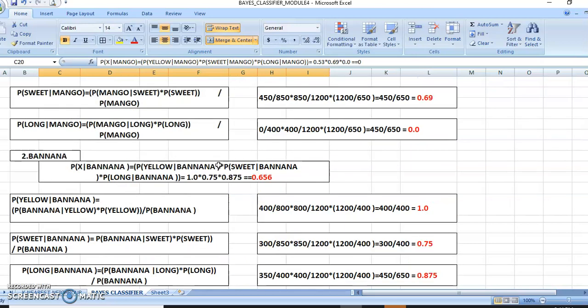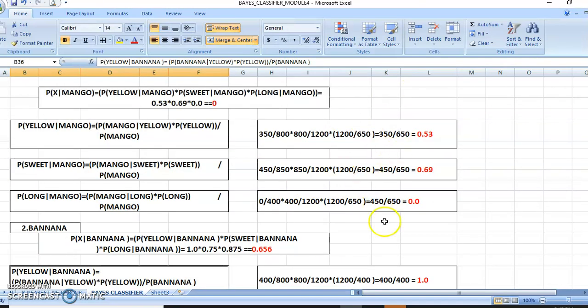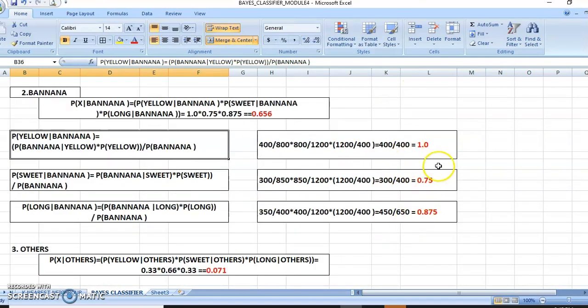Similarly, go with your next step and calculate for banana. Banana being yellow, you'll get a value. Do it the same way as I have done here. For banana, yellow is 1.0, for banana being sweet you'll get 0.75, and for banana being long you'll get 0.875. I encapsulate it for banana as the multiplication of all three; if I multiply them together, I get 0.656.